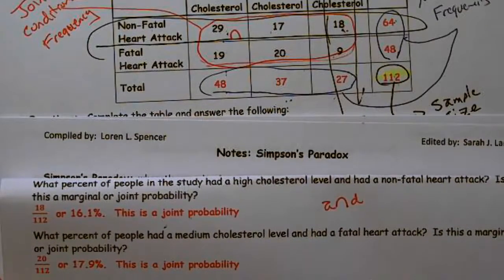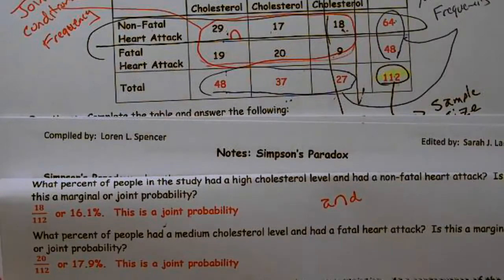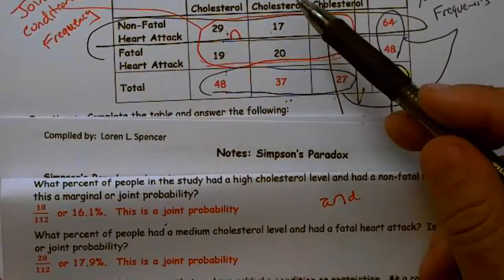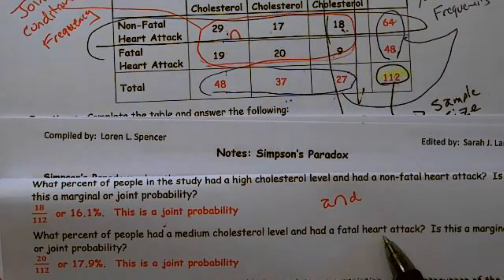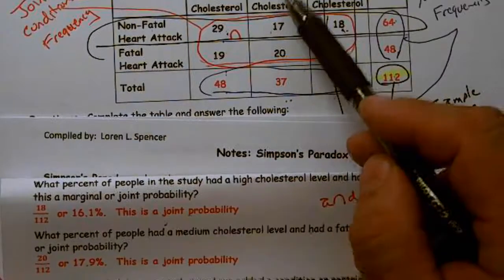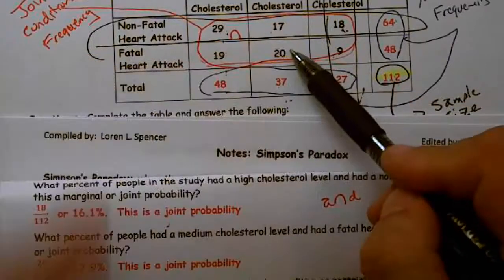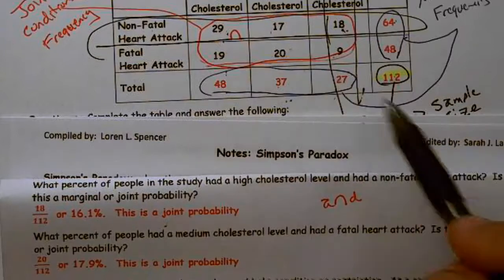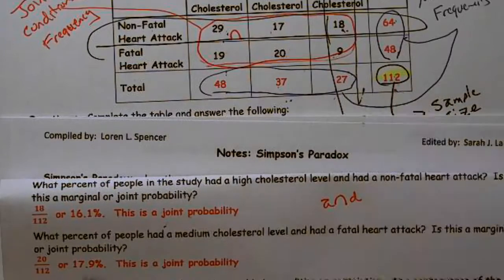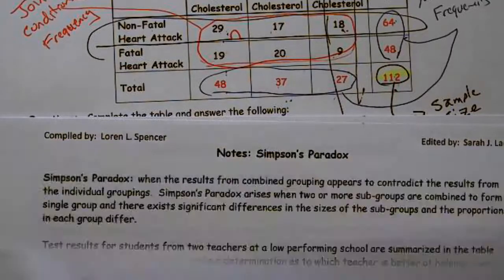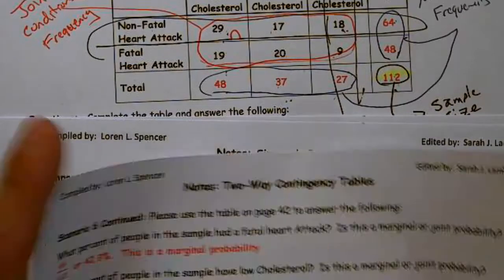Continuing on. What percent of people had a medium cholesterol level? So we're looking at this column, and had a fatal heart attack. So we have medium intersect fatal. So this is going to be 20 over 112, or 17.9%. Because it involved both variables, this is also going to be a joint probability.